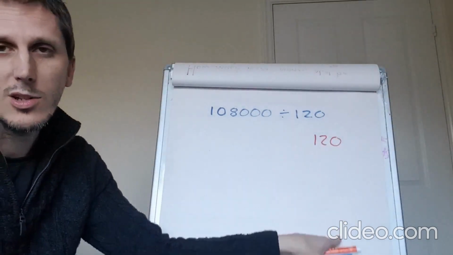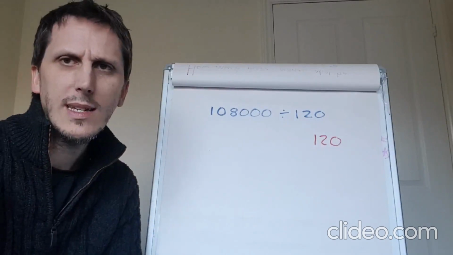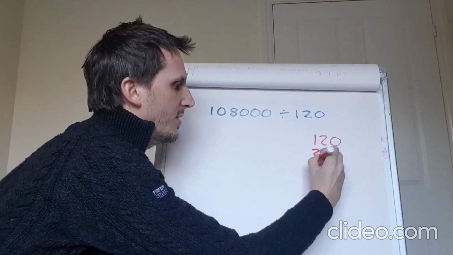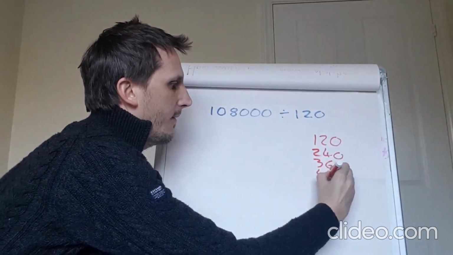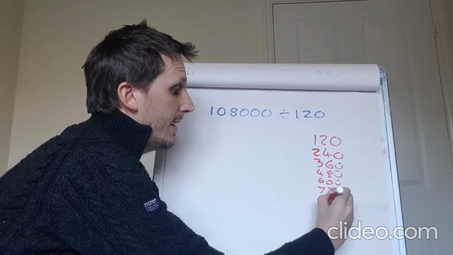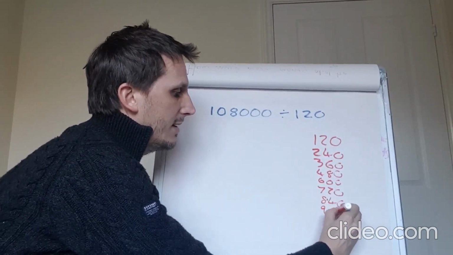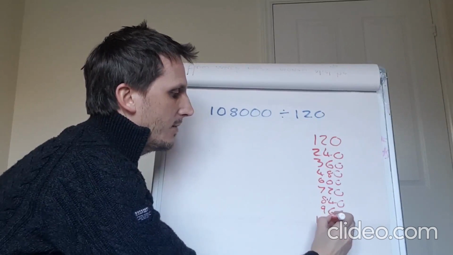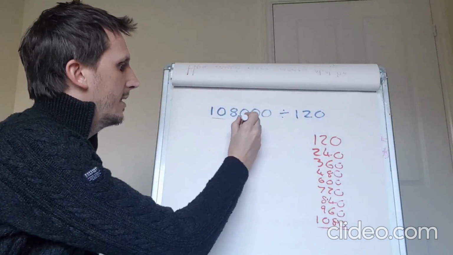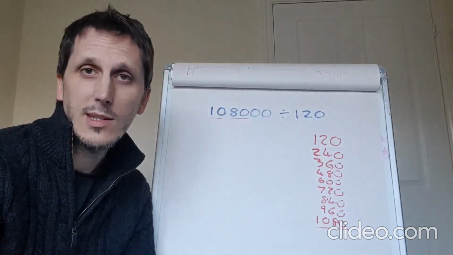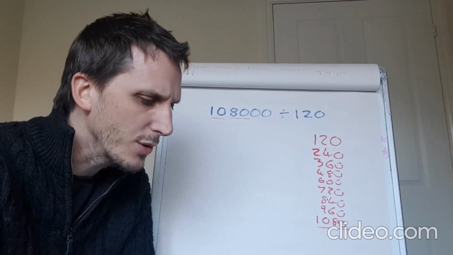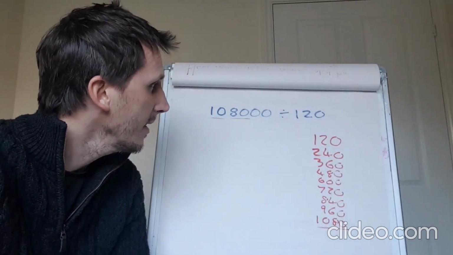So first of all, we're going to just write out our 120 times table. 120, 240, 360, 480, 600, 720, 840, 960 and 1080, which you'll notice has the same digits as our original number. And in the arithmetic test, they never go into remainders when they're using big numbers like this.